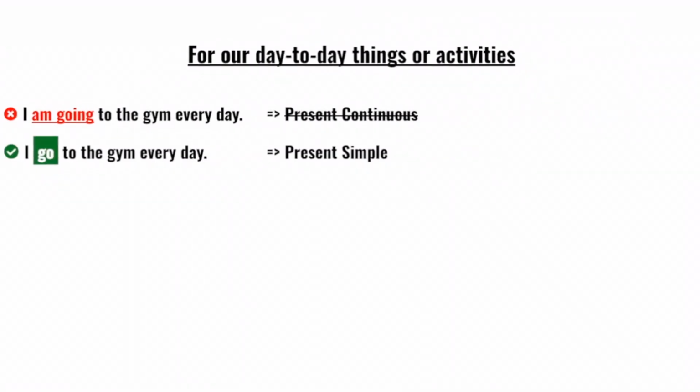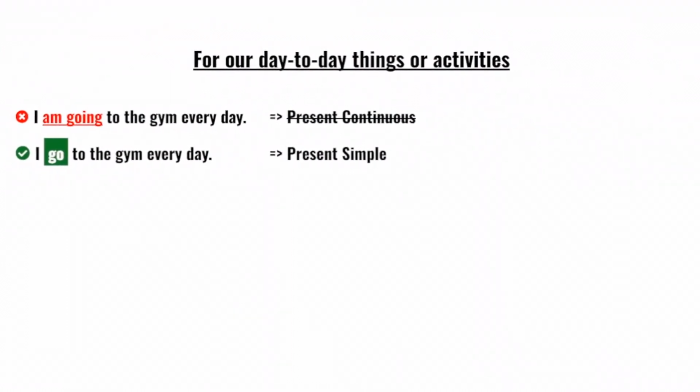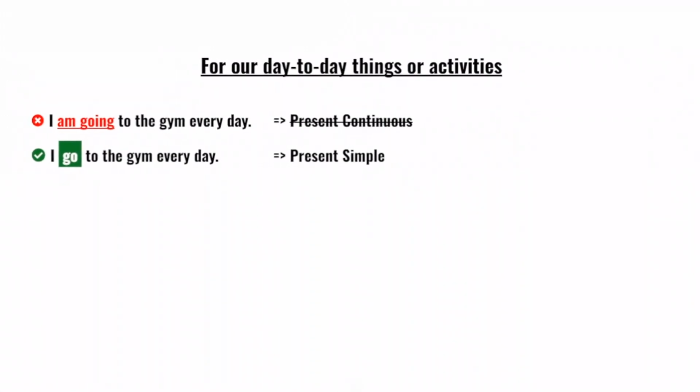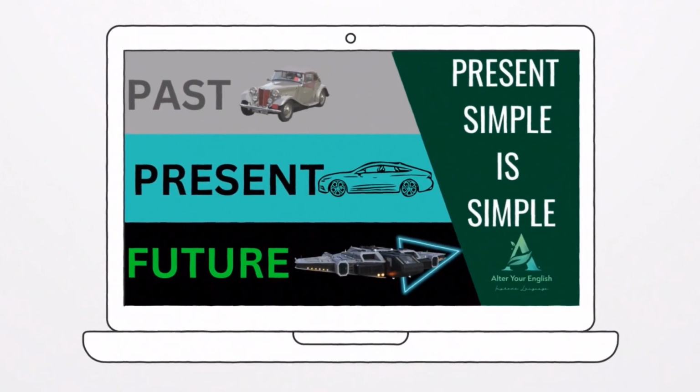For example, I'm going to the gym every day. That's wrong. Instead, we would need to use present simple. I go to the gym every day. By the way, if you want to learn how to use present simple, I have a video on how to use a present simple tense.